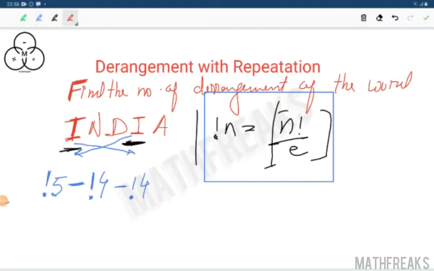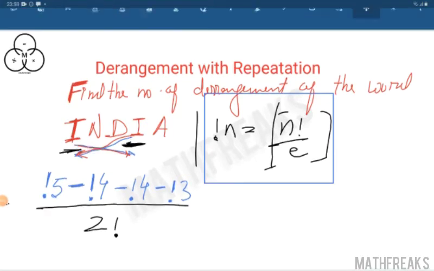The last case is that this I is here and this I is here. Both of them at the same time are positioned here when they're rearranged or deranged. At that time, only 3 are actually deranged. Subfactorial of 3. This will give us the number of valid cases. But since these I's are similar, we will divide the entire expression by 2 factorial. And this will give us the number of derangements.